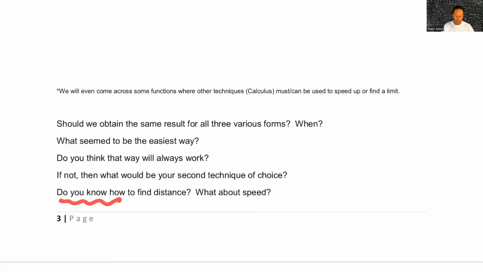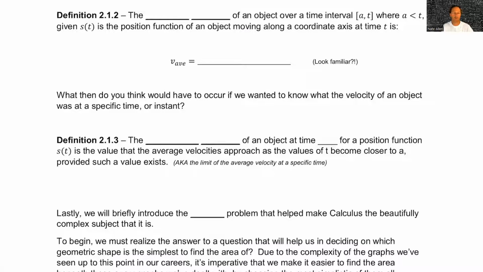And lastly, this one is unrelated, but a little segue into another question that we're going to go over. Do you know how to find the distance in speed? Okay, hopefully you remember how to do that. We'll go over it, but that takes us to our next definition, 2.1.2. The average velocity. We're going to use s of t for the position function, right? And we're going to give you an interval over a certain amount of time, starting from left to right, where the a and t is going to be given some time.